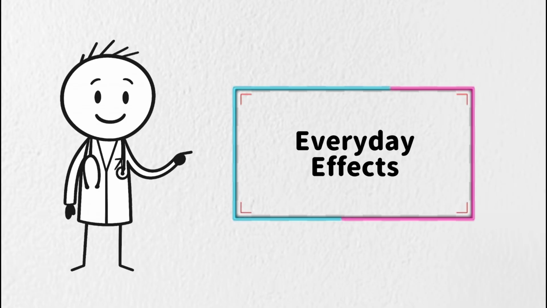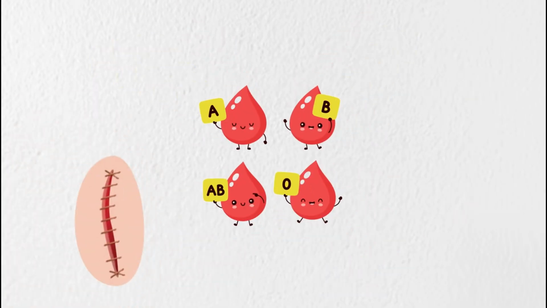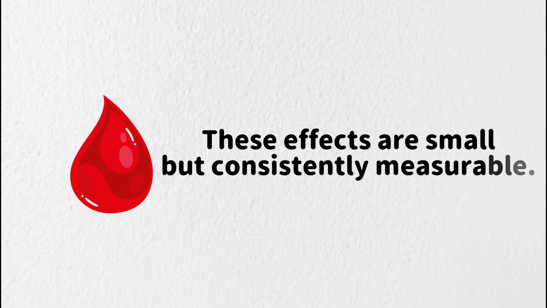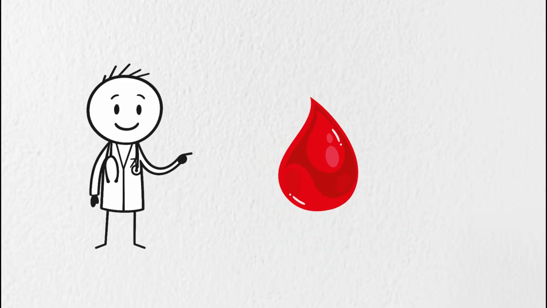Everyday effects. Blood type influences how quickly wounds heal and how vaccines perform. It shapes subtle responses to infection and medication. These effects are small but consistently measurable. They remind us that every drop of blood carries a unique biological fingerprint.